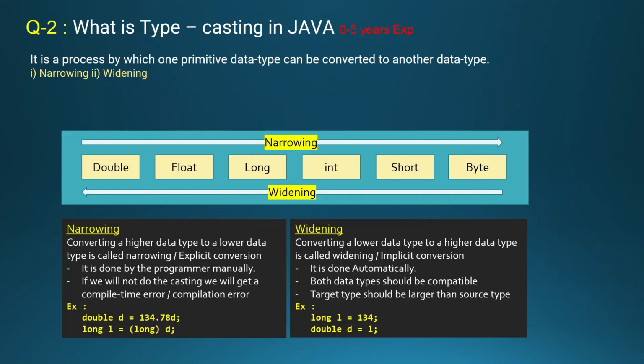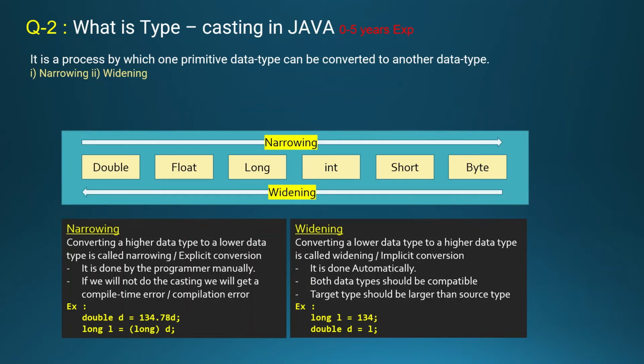According to the definition, converting a higher data type to a lower one is called narrowing or explicit conversion. Why explicit? Because we have to do it manually. The programmer has to do it, right? If we do not do it manually, what will happen? There will be a compile time error or compilation error.